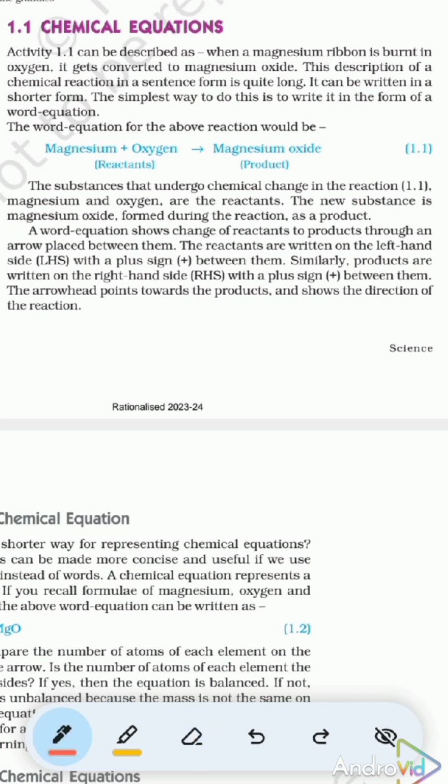The word equation for the above reaction would be: magnesium plus oxygen gives, this arrow just shows that there is some sort of chemical change undergoing in a reaction, gives the product magnesium oxide. So here, what are the reactants? Magnesium and oxygen are the reactants. And what is the product formed? The product formed is magnesium oxide.